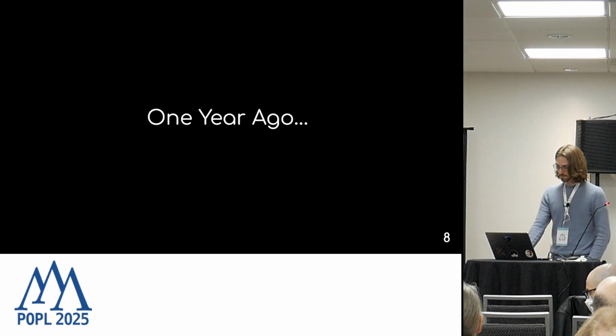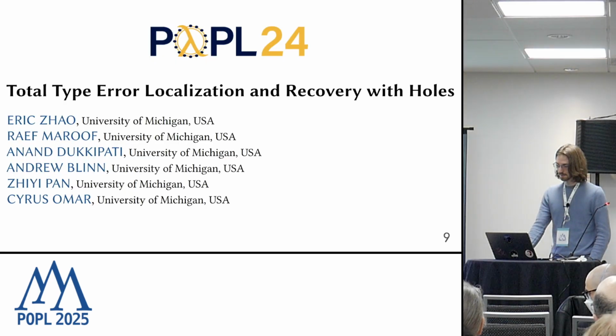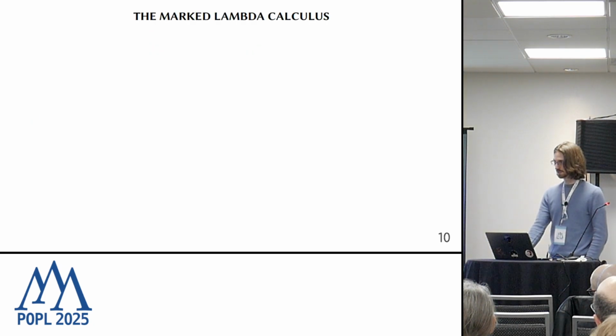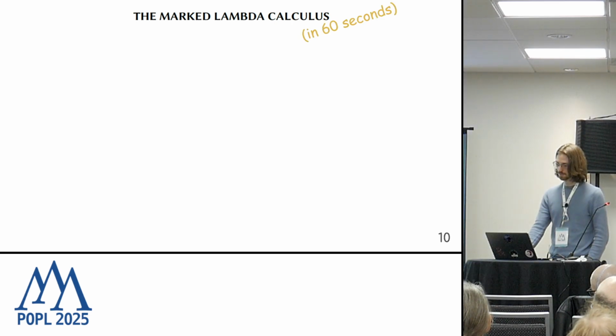OK. So first of all, this is about incrementalizing something. What exactly are we incrementalizing? What's our type system? Well, a year ago at PLDI '24, there was this paper on total type error localization from the Future of Programming Lab. And it introduced a formal system called the marked lambda calculus, which I will try to briefly summarize.